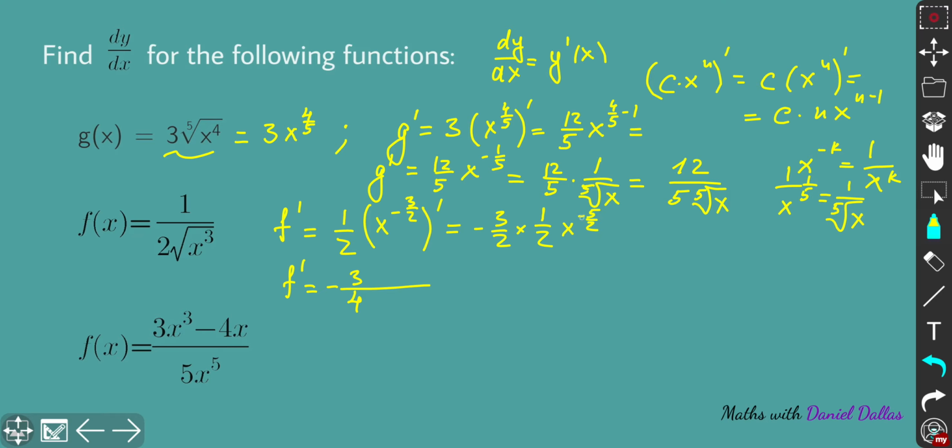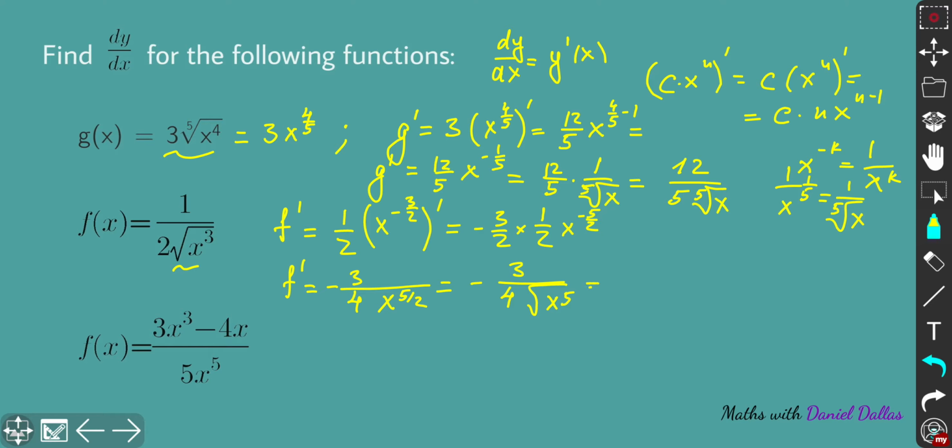Because of the negative power, you put your x to the power 5 over 2 in the bottom part. So x to the 5 over 2. And finally, what you need to do is write it in the same way as before. So that's why you're taking the square root of x to the power 5.